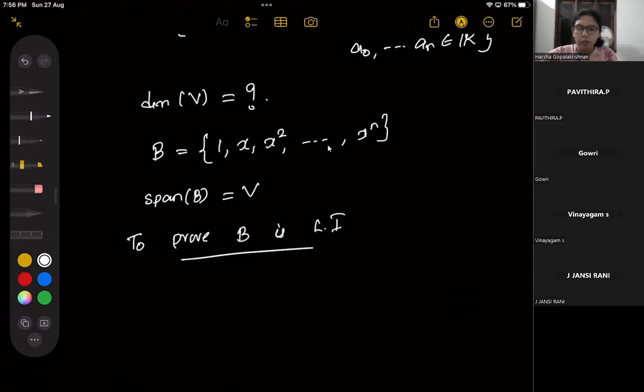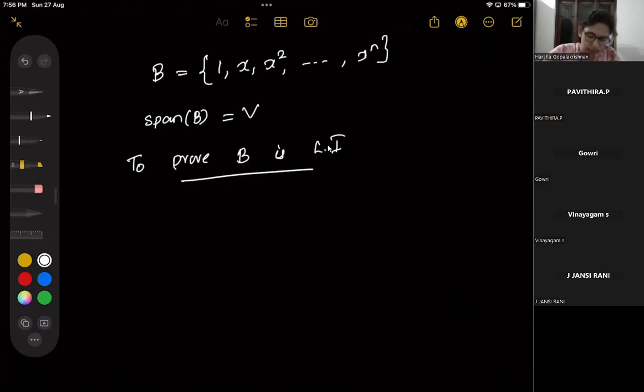What we will start with is taking a linear combination C0 times 1 plus C1 times x plus etc. plus Cn times x to the power n equal to 0. We are equating that to the 0 polynomial. If each of the Ci equals 0, then it is linearly independent. Otherwise, it is linearly dependent.